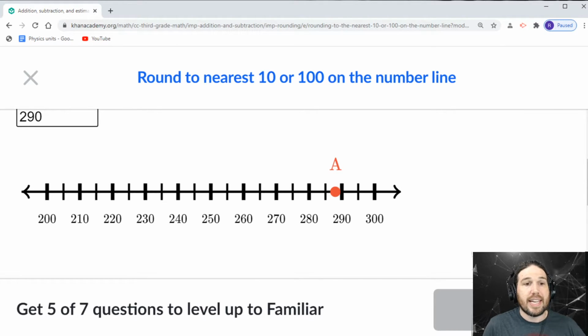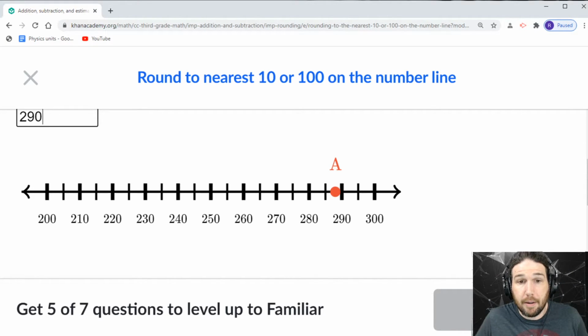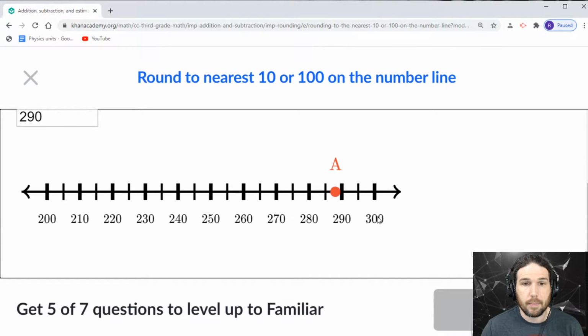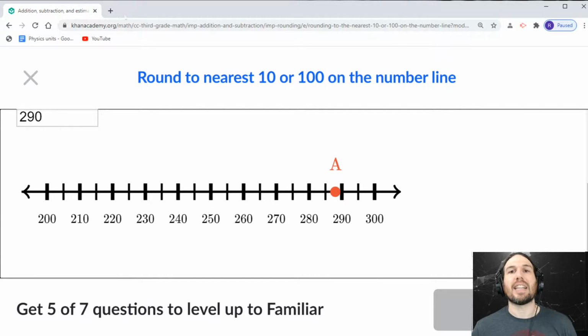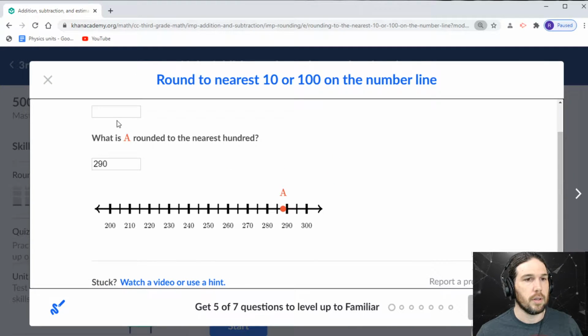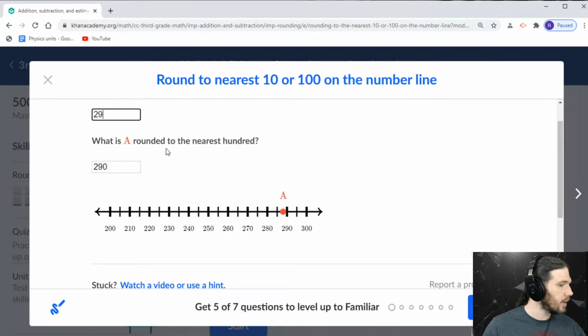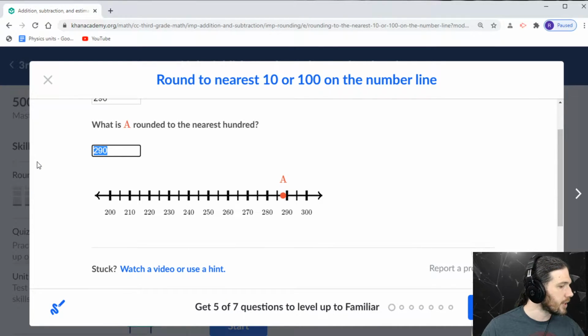What is the nearest 100? Well, I see 2 hundreds on this number line, 300 and 200. And obviously, clearly, easily to see, 300 is the nearest of those. So 290 to the nearest 10, 300 to the nearest 100.